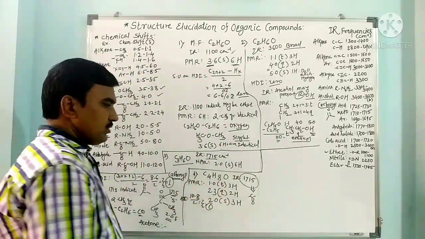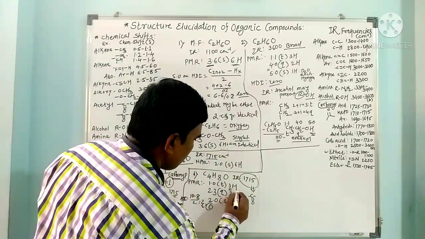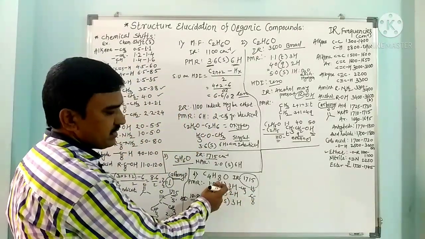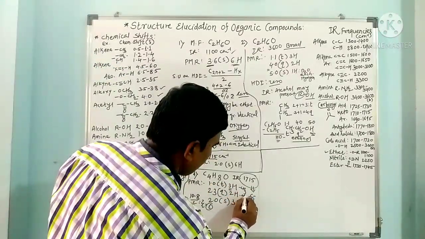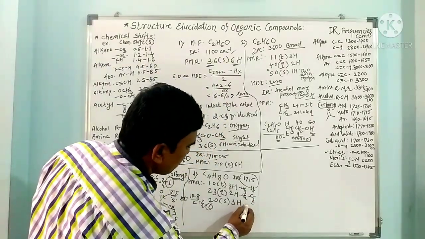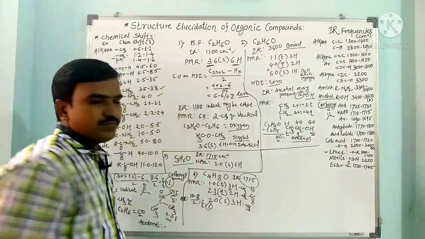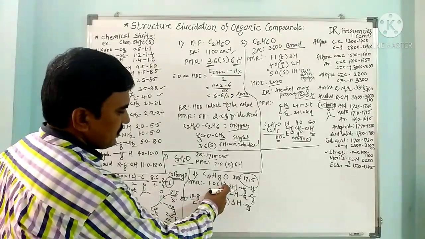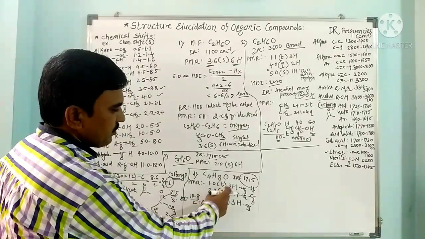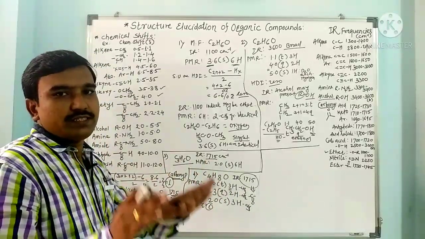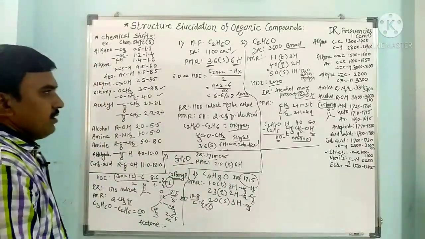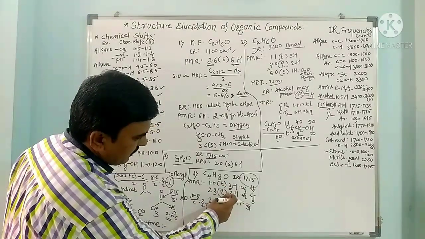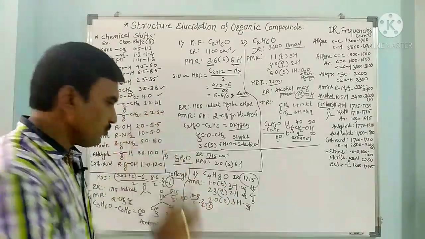Now here in H1 NMR, this indicates CH3 is there, and it is attached to CH2, hence it is giving a triplet. So this indicates CH2 is there. This also indicates CH3 is there. So now we have to assemble the structure. When the quartet and triplet are given by CH3 CH2, it clearly indicates an ethyl group is there. Whenever we have a triplet and quartet by methyl and methylene, it clearly indicates an ethyl group is there.